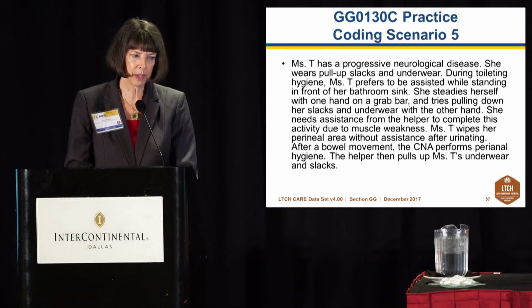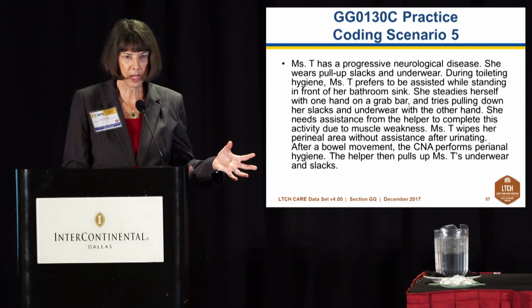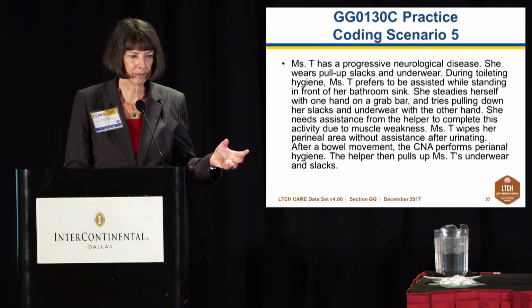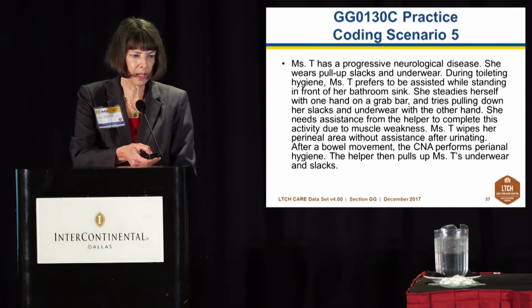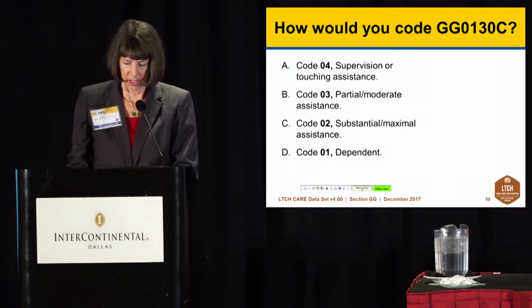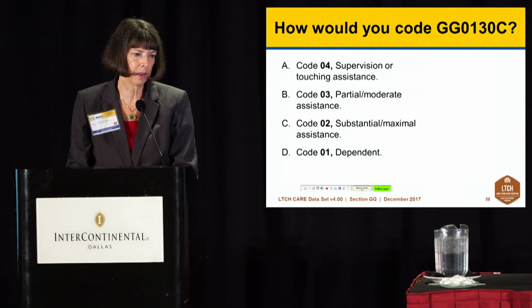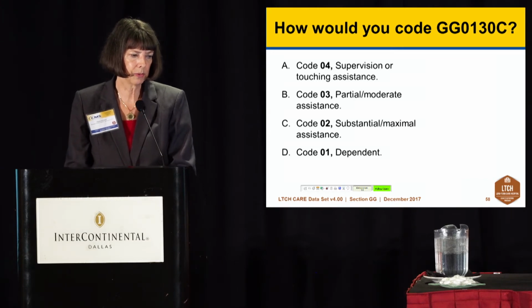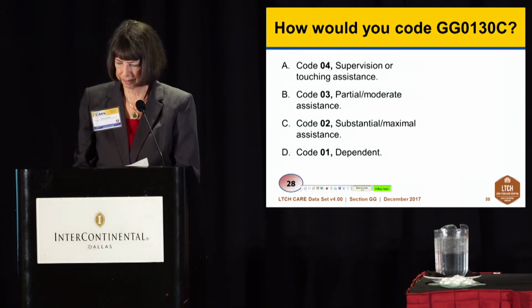Remember, when we look at this item, we are looking at the management of clothing before, and also the hygiene during. So it's the management of clothing and the hygiene. So how would you code GG0130C? You're going to code 04 for supervision or touching assistance, code 03 for partial moderate assistance, code 02 for substantial, or code 01 for dependent. Okay, let's see how you do.